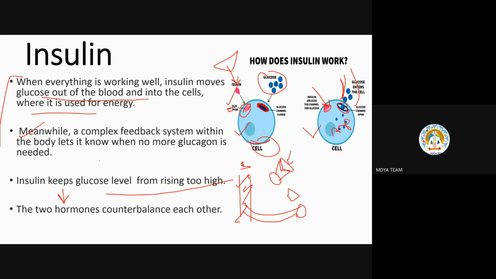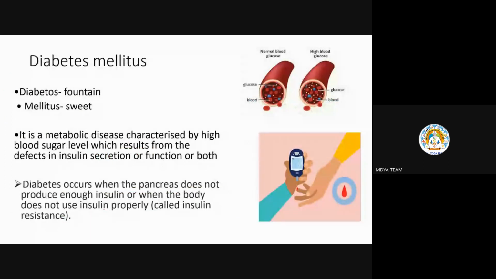So in one word you can understand: glucagon helps to increase glucose, and insulin decreases the glucose level. These two hormones counterbalance everything, because when it is required they can bring glucose from the liver, and when it is not required they can give it to the cells. This is how they both maintain the homeostasis of sugar levels.